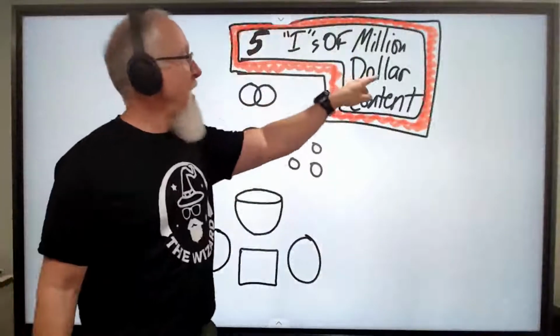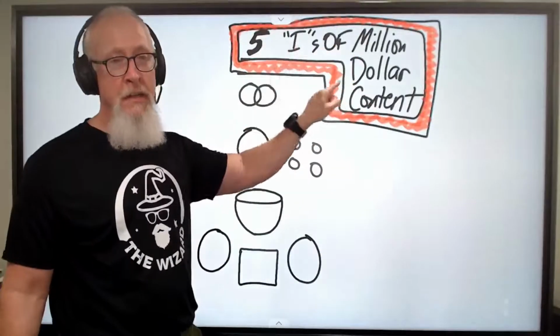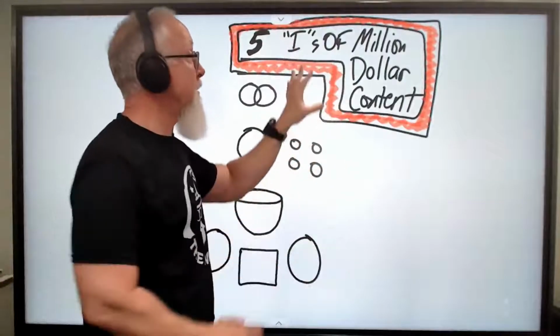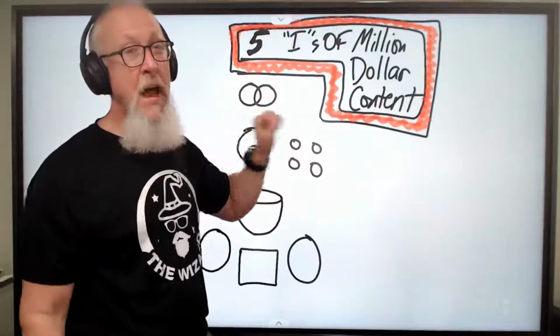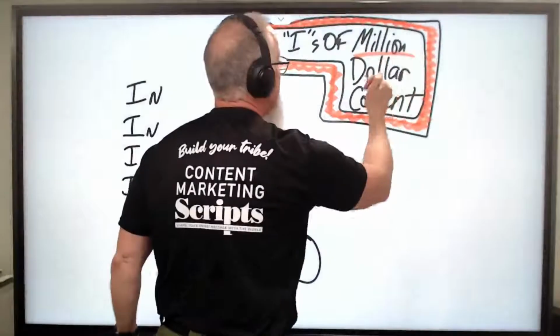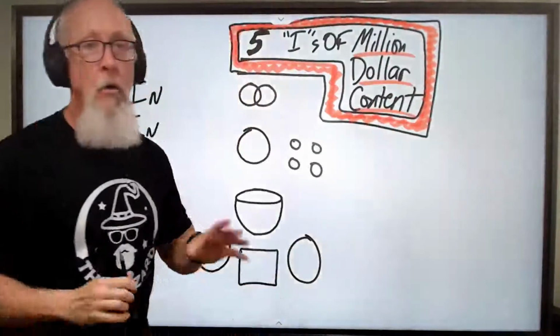The 5 I's of million-dollar content. Notice I didn't say the 5 I's of content. This is the 5 I's of million-dollar content. So what am I talking about?